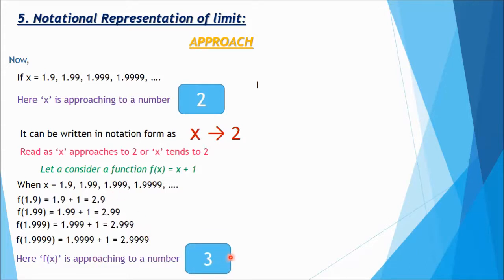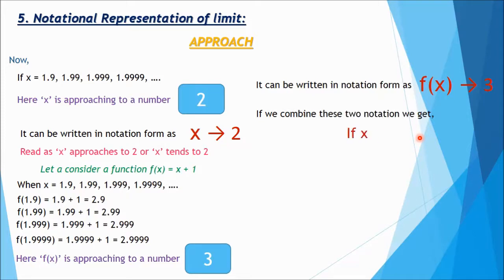It can be written in the form f(x) takes to 3, f(x) approaches 3, isn't it? This arrow sign is a notational representation for limit. Now if we combine these two, x takes to 2 and f(x) takes to 3, then we can write: if x takes to 2 then f(x) takes to 3, or in a more mathematical way, limit x takes to 2 of f(x) equal to 3. This is the perfect way to represent limit.